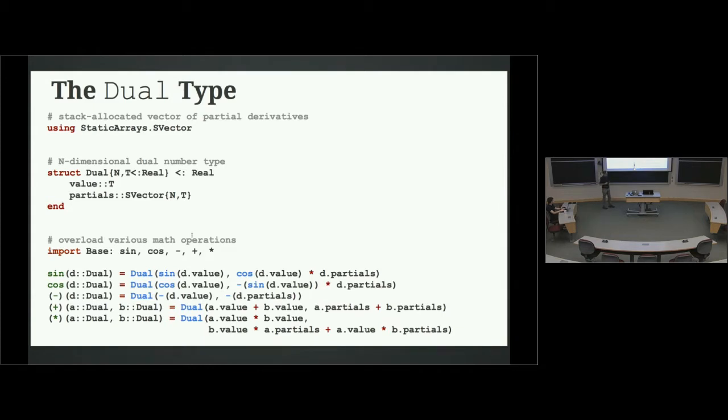We can essentially start defining the algebra of dual numbers just by overloading base Julia methods. So obviously, this is really simple. We evaluate the function on the value, we evaluate the derivative on the value, and then we propagate this to the partials. If you strung together a bunch of these computations, like sine of cosine of a dual, it would essentially be evaluating the chain rule at every step. And that's what that multiplication is doing.